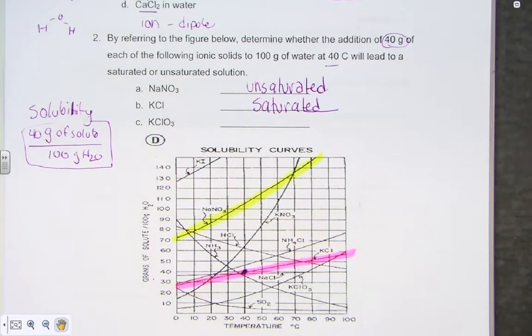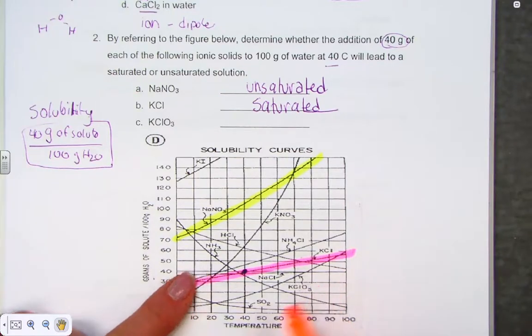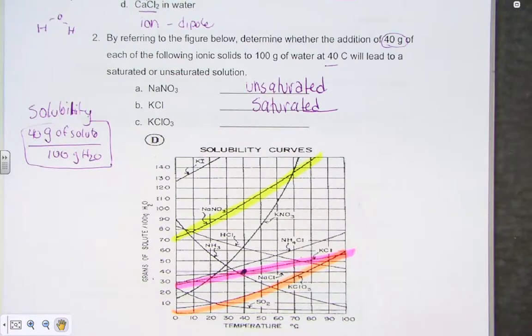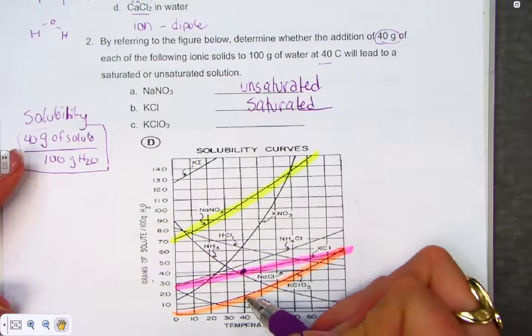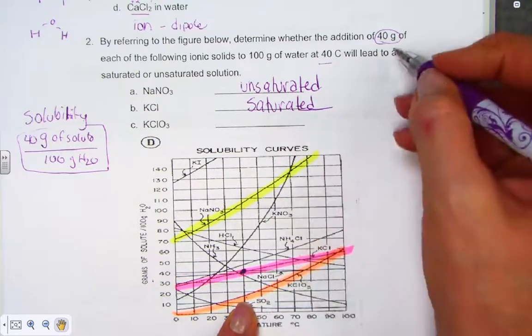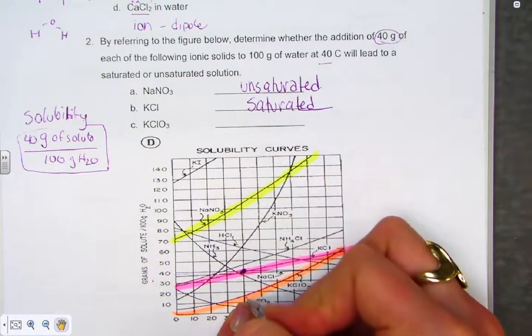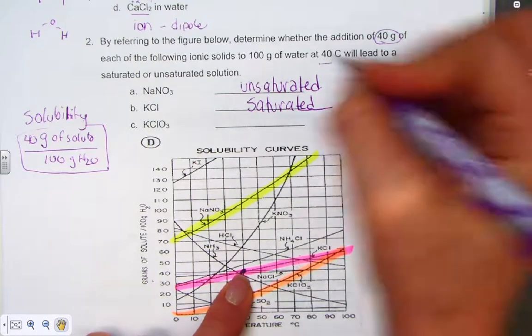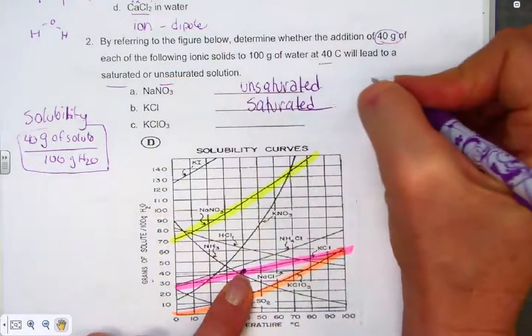KClO3. Help me find that one. I'm just looking for another highlighter. KClO3, here it is. We are below the line. So this is interesting because I have 40 grams. This is telling me 40 grams are in the water, which is above the point of saturation.